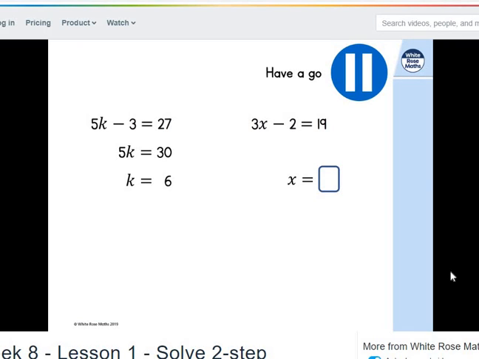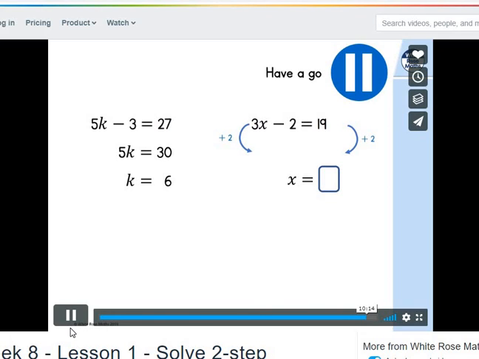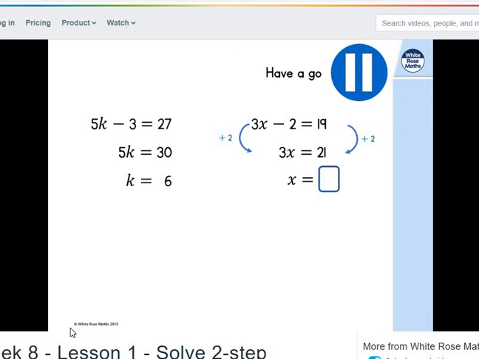If I subtract 2 from 3x, I'm left with 19. So if I add that 2 on, I can see that 3x must be worth 21. So to find the value of 1x, I could divide it by 3, which means that x would be worth 7.